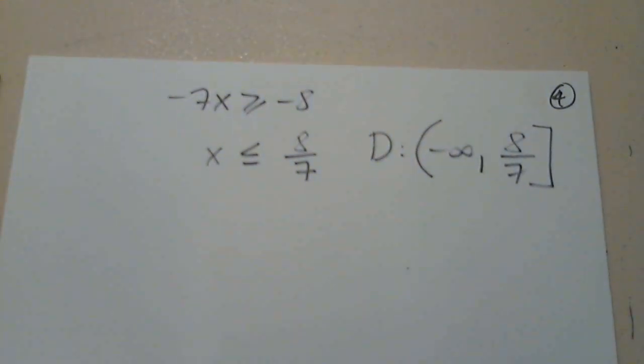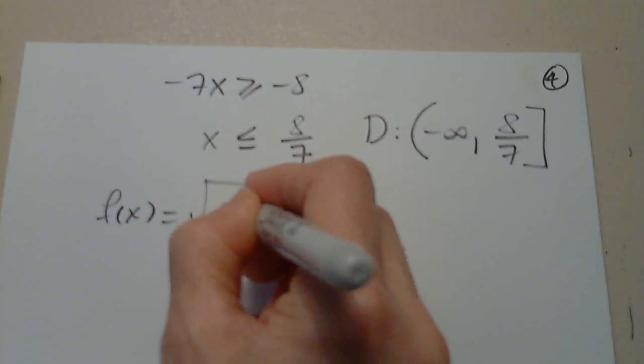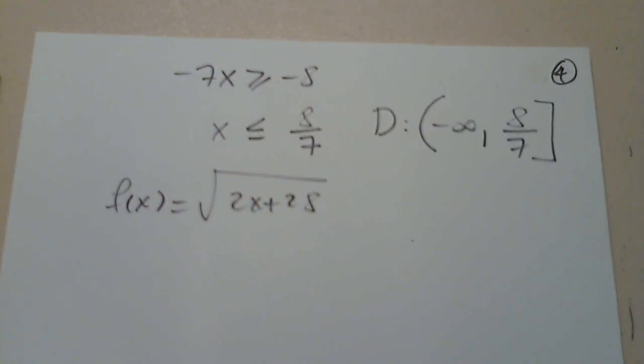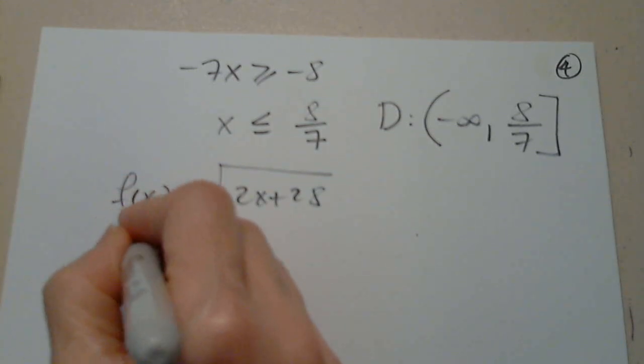Good. So let's look at another domain. Let's say f of x equals the square root of 2x plus 28. So let's take a minute and determine the domain for this function. And then I would like to evaluate it at 4.